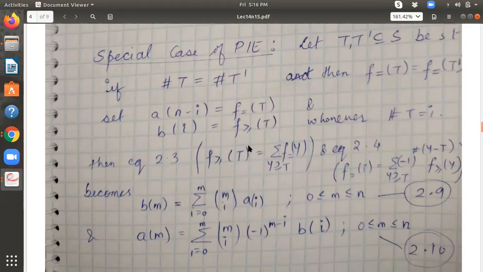So you have said that the cardinality of t is i. Okay. Now, in how many ways can you choose an i element set from an m element set?